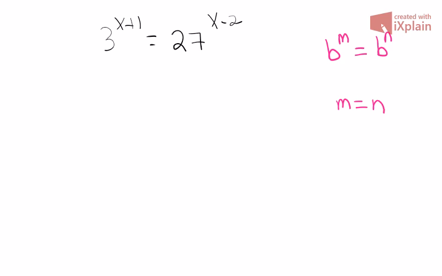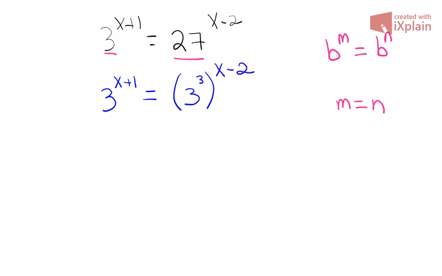We can use this property in this situation because we can rewrite 3 and 27 to have the same base. So think to yourself, how can I rewrite 3 and 27 to have the same base? What common base do they share? And hopefully, you thought of base 3. So on the left, it's already 3, so I can just leave it as is. On the right-hand side, 27, we have to think 3 to what power equals 27. So we know that 3 cubed equals 27.